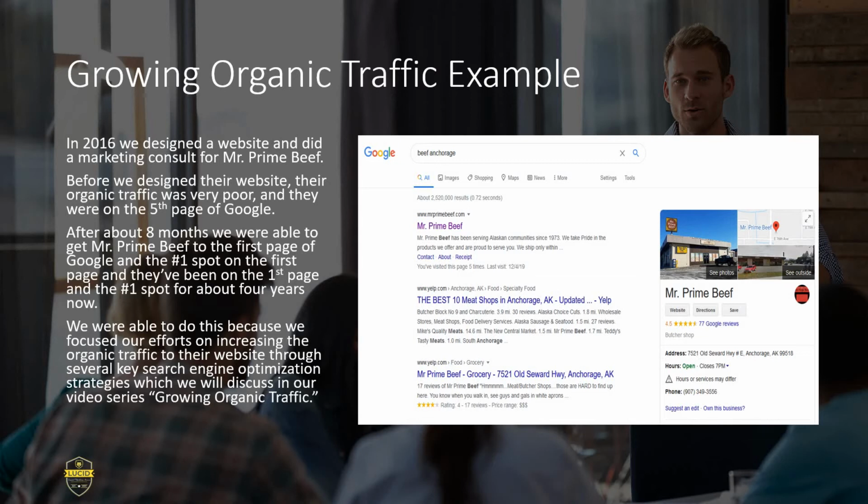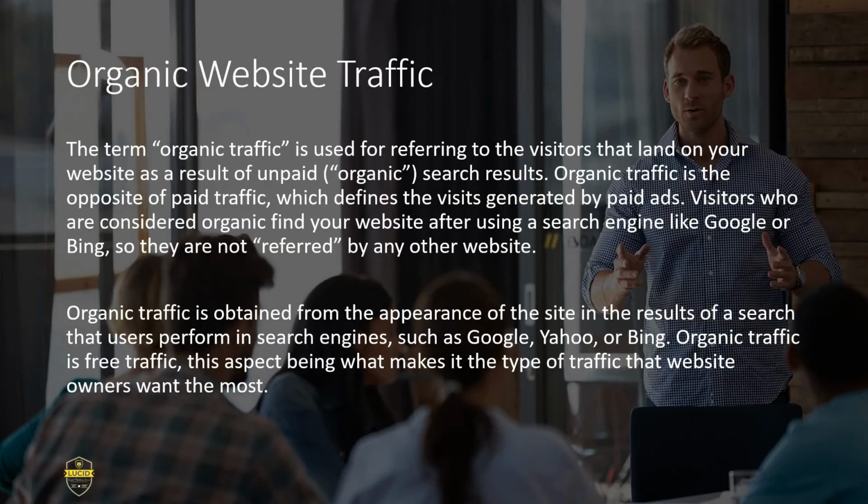So an example we have here: in 2016, we redesigned a website and did a marketing consult with Mr. Prime Beef. Before we designed their website, their organic traffic was very poor. They were on the 5th page of Google. After about 8 months, we were able to get Mr. Prime Beef to the first page in the first spot on Google. And they've been at that spot on the first page, #1 spot, for about 4 years now. We were able to do this because we focused our efforts on increasing the organic traffic to their website through several key search engine optimization strategies, which we'll discuss in our video series, Growing Organic Traffic.